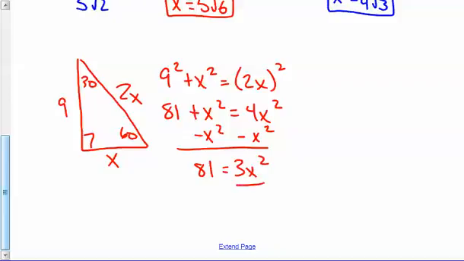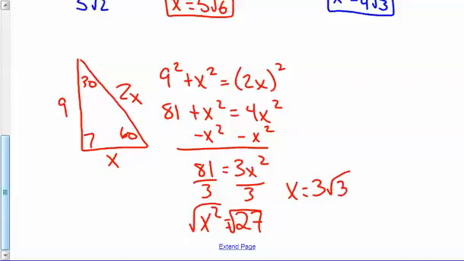All right? Divide both sides by 3, and you get x squared equals 27. 27 is 9 times 3, so we get x equals 3 root 3. Okay? So this is 3 root 3. What's the hypotenuse? Well, it's 2 times that. So multiply the whole number 3 by 2, and you get 6 root 3. And there's your special right triangle.